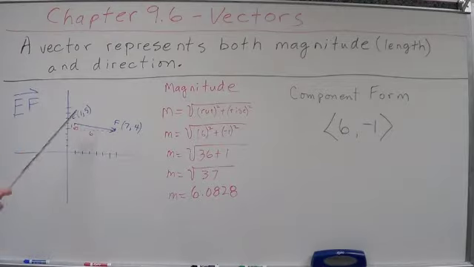The tail, where it starts, is at 1, 5. The head is at 7, 4. It goes from 1, 5 to 7, 4. So now we have a direction. Notice that I drew a little right triangle.